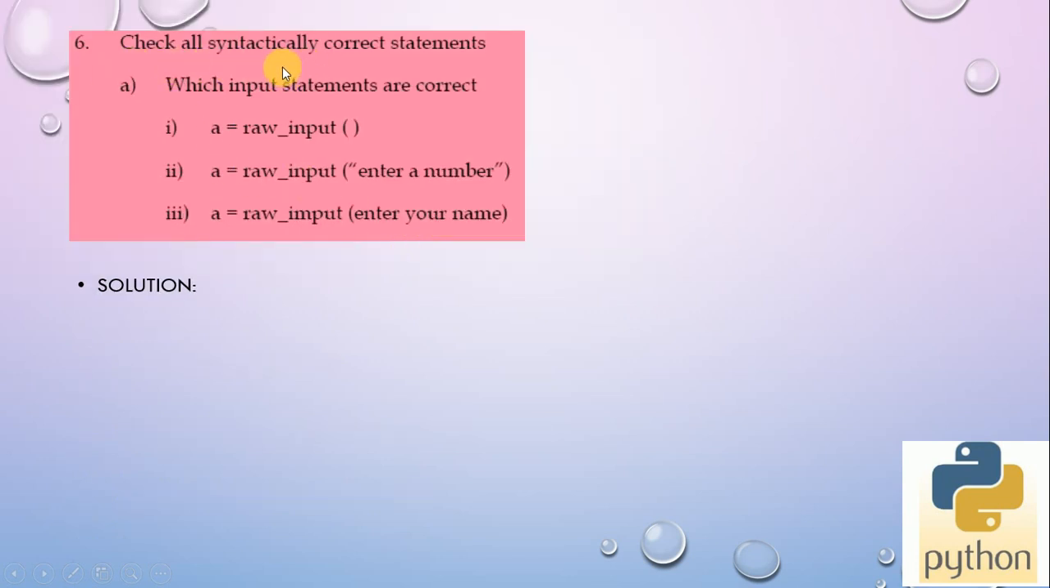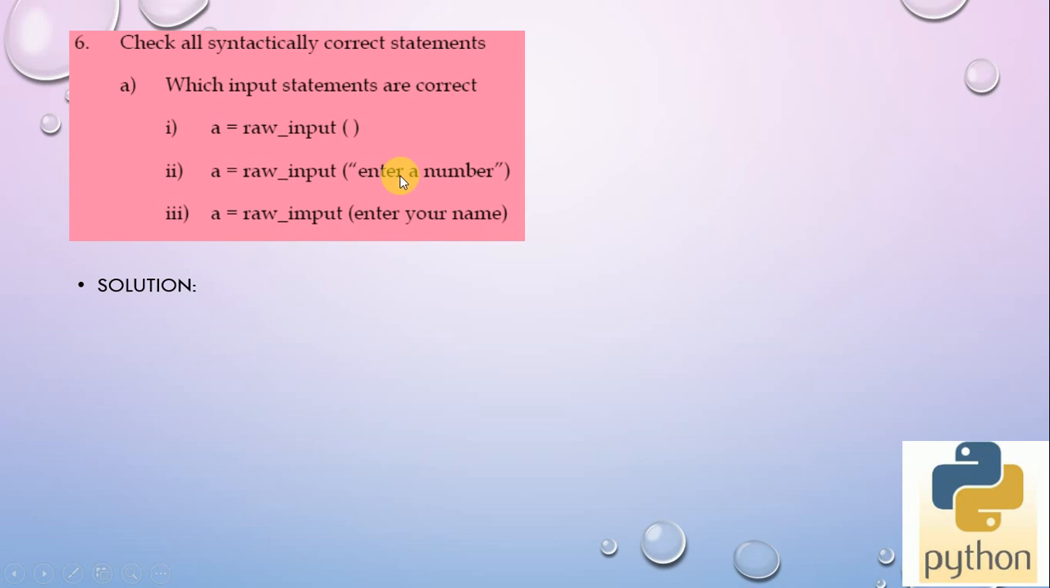Check all syntactically correct statements. This is the first part, A. Which input statements are correct? Let's check. A assign raw_input, enter a number. A assign raw_input, enter your name. So the first one is correct.